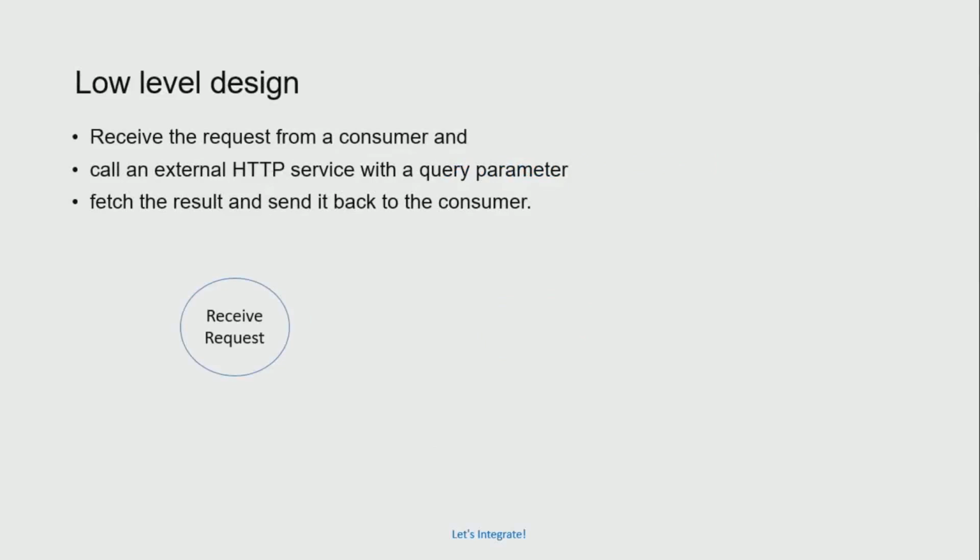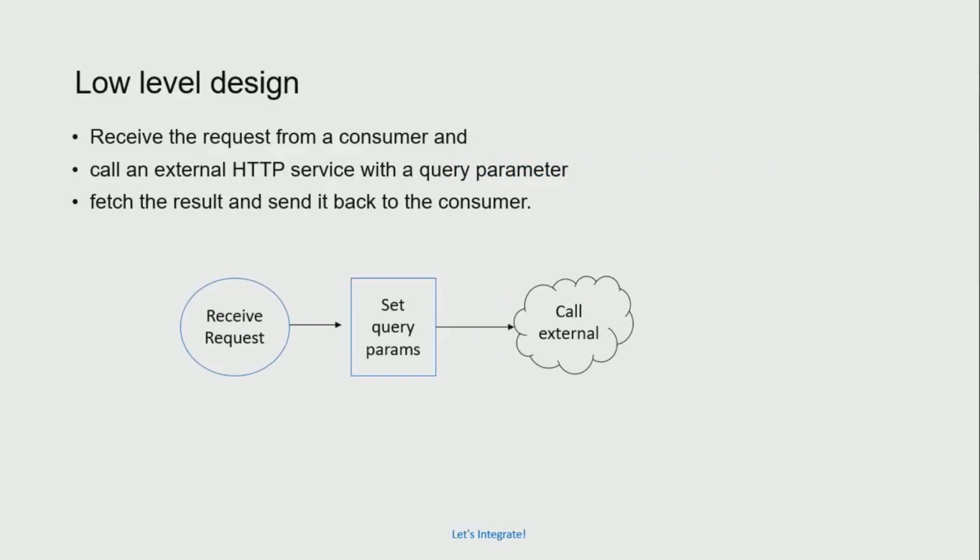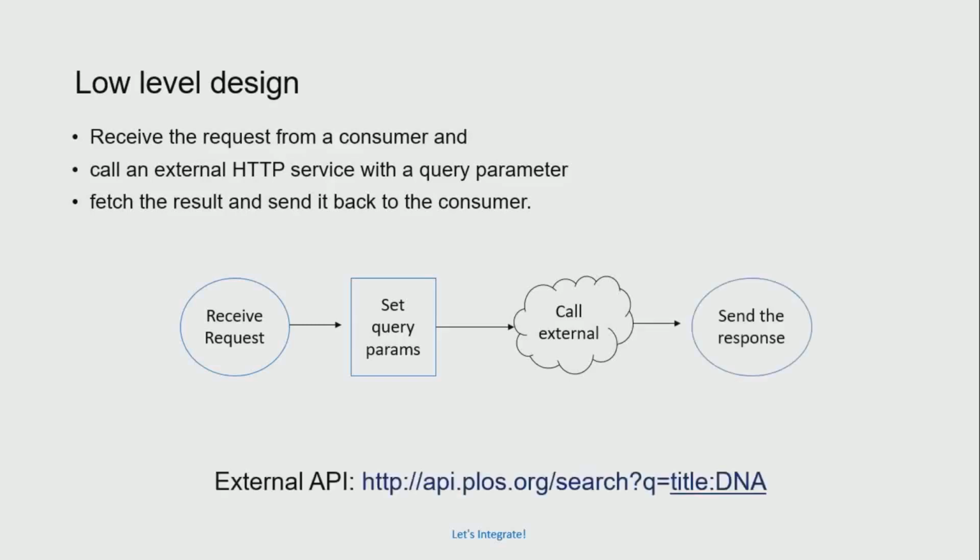Let us create a low-level design for the business case. We will receive the request from consumer at a specific web address. We will then invoke the backend or the external HTTP web service, which requires a query parameter to filter the DNA articles. We will implement this with the help of HTTP request connector present in Anypoint Studio, thereby fetching the result and sending it back to the consumer.